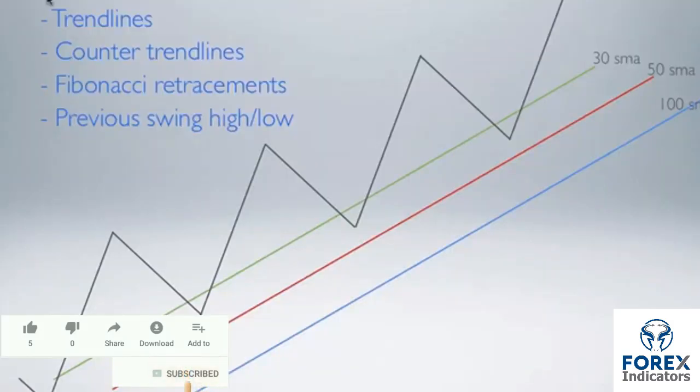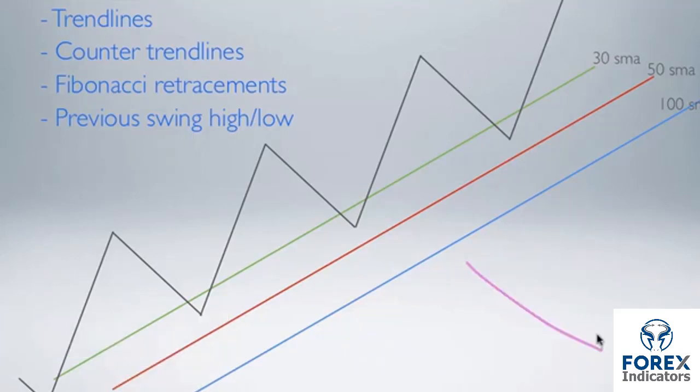Well, okay then, let's start off with confluences of support and resistance. Since I've pictured an uptrend here, obviously we'll be talking about confluences of support. In case we have a downtrend, we'll be talking about confluences of resistance.